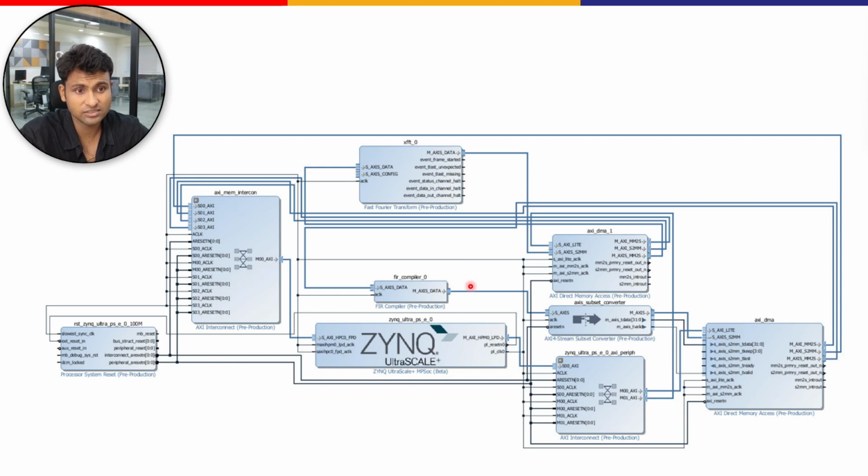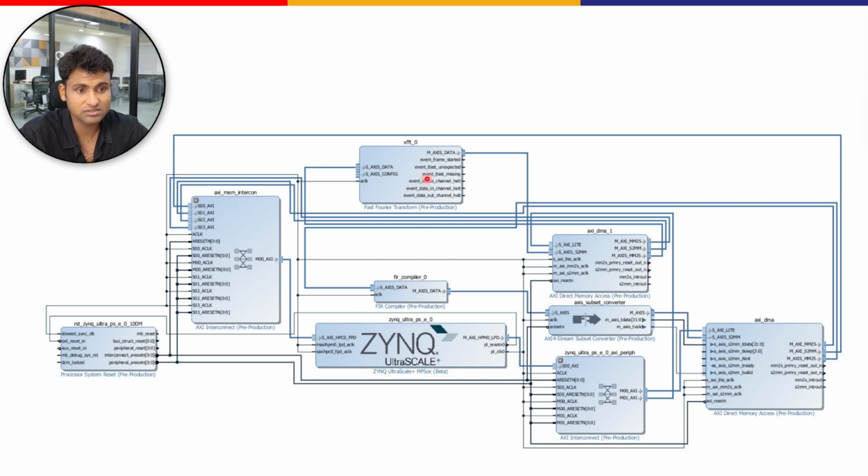Next, let's come to the FIR compiler block. This block performs finite impulse response filtering, which is a common signal processing task used in applications like digital filtering, data smoothing, and signal analysis. The FIR block connects to the AXI stream interface using the S_AXIS_DATA and M_AXIS_DATA, which enables it to receive and process stream data efficiently.